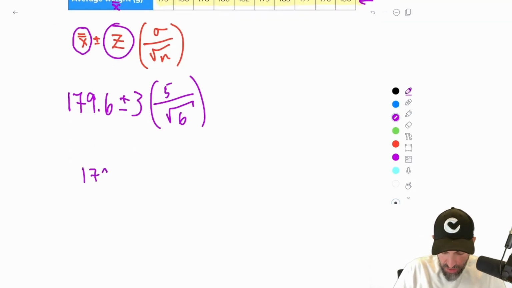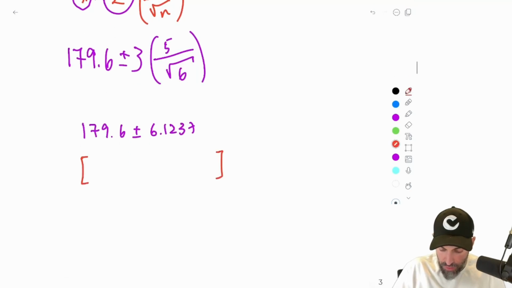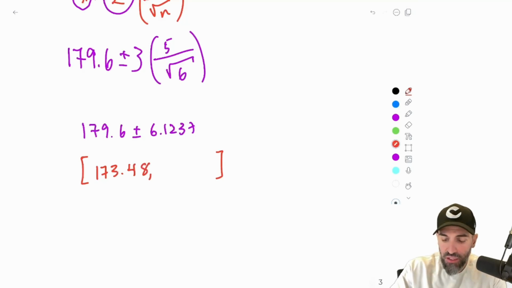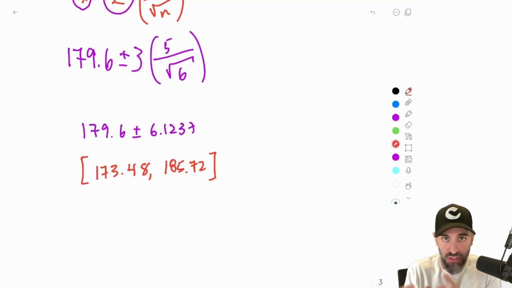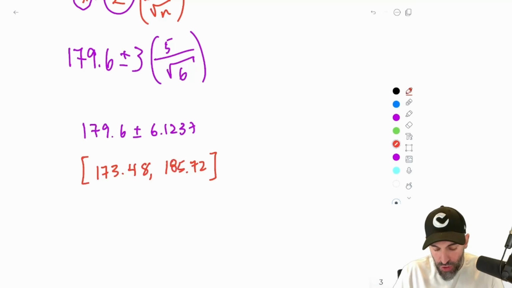That gives 6.12. So 179.6 plus or minus 6.1237. And now we find our upper and lower control limits. 179.6 minus 6.1237, the lower control limit is 173.48. And if I add it, I get 185.72. So here are your control limits. This is what we'll use to build our control chart.